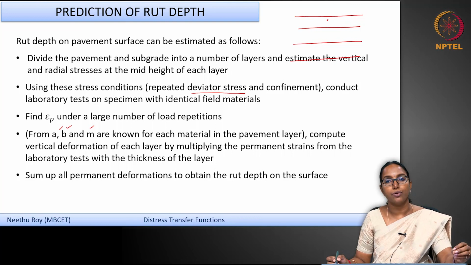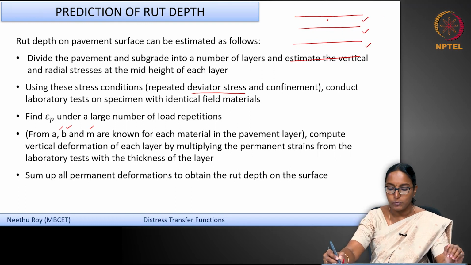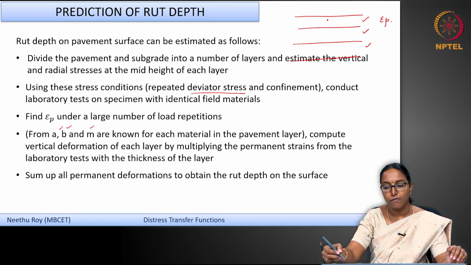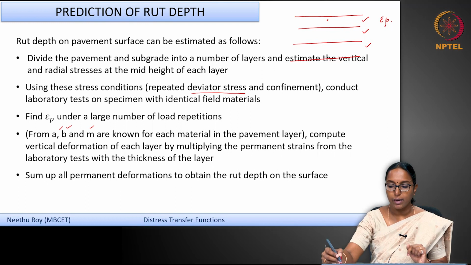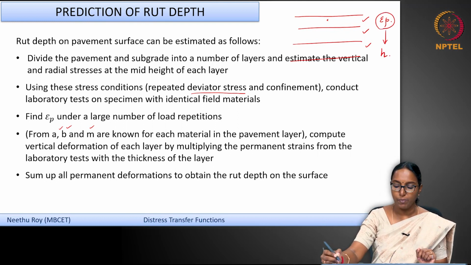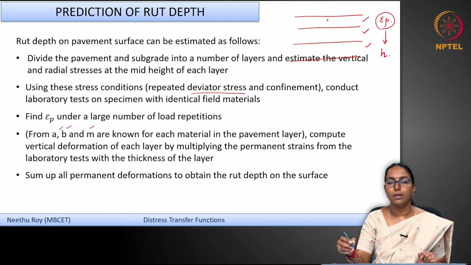Okay. Now, once you know A, B and M for the pavement material of each one of these layers, then epsilon p, the vertical permanent strain of these layers due to the applied axial loads, can be determined. Once you know this strain, it is multiplied by the thickness of the pavement layers. So the permanent strain multiplied by the thickness of each pavement layer will essentially give you the total deformation in each one of these layers.